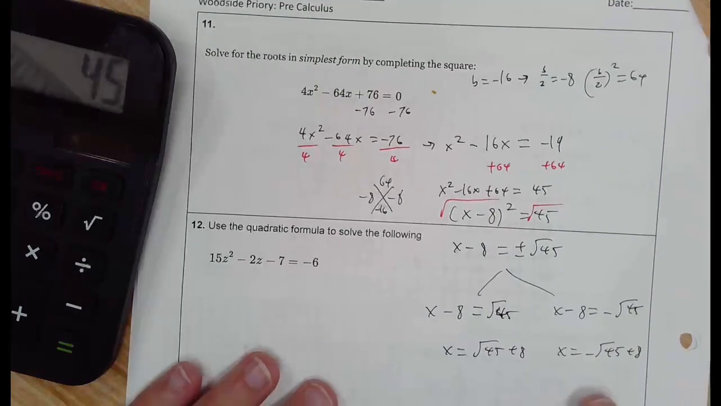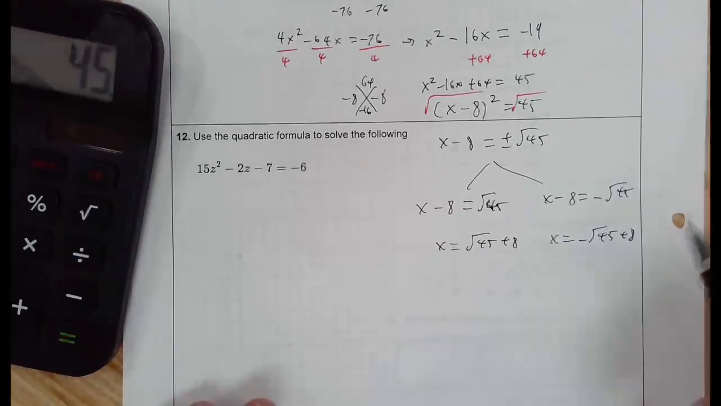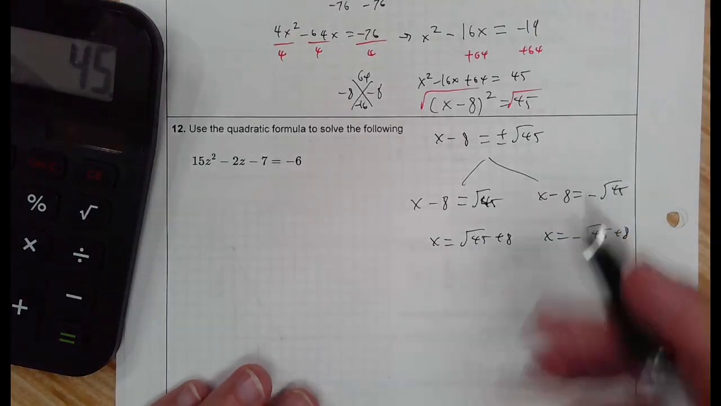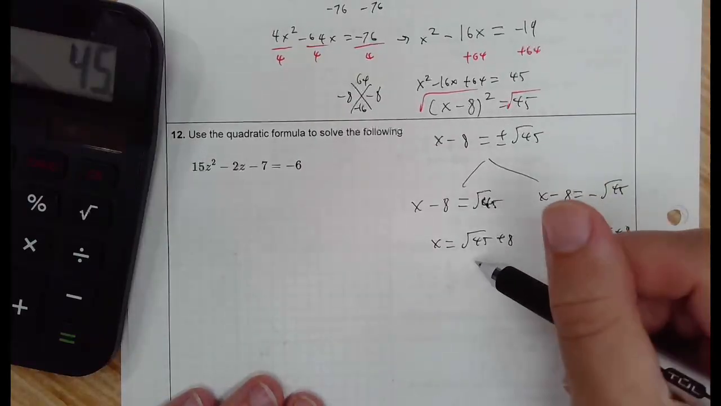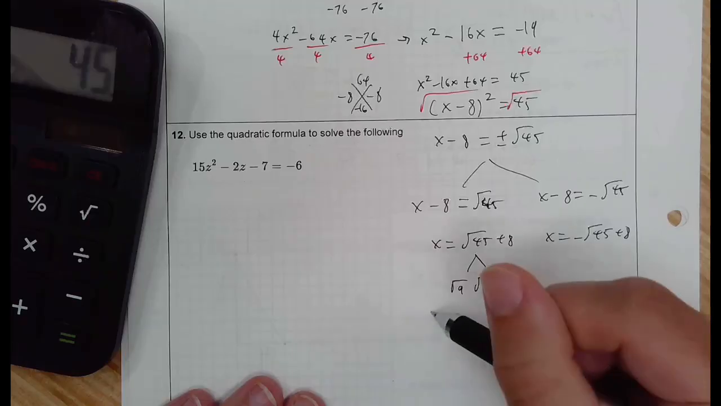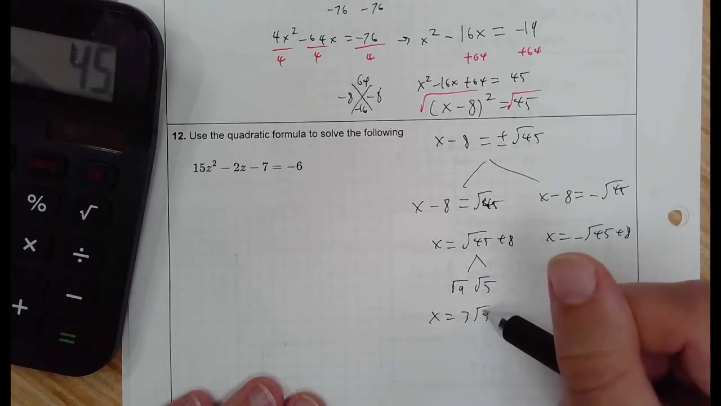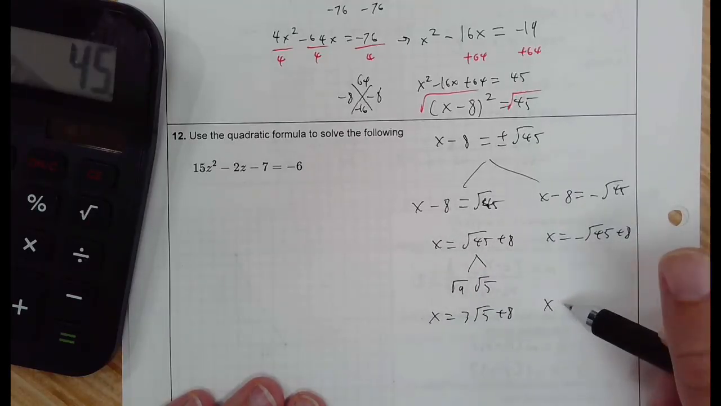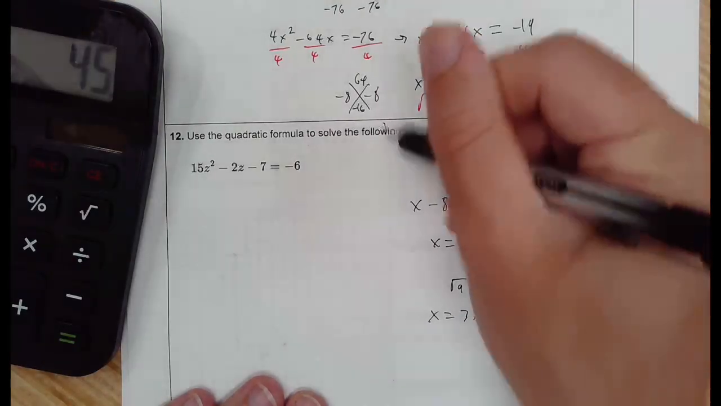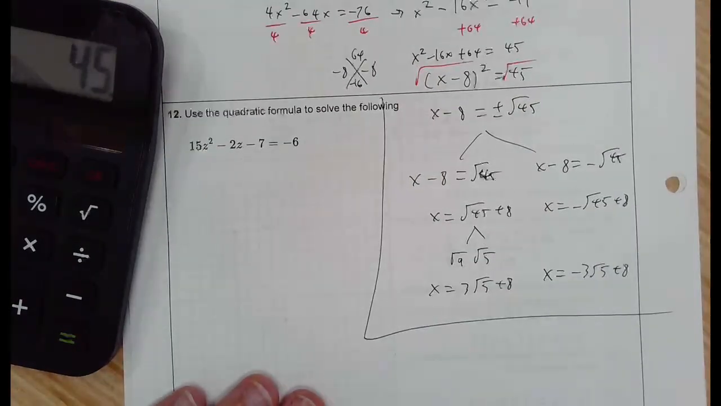We want to write this in simplest form, though. So if you remember from simplifying radicals, you want to look for the biggest perfect square that's inside 45, and that would be 9, right? This is the same as root 9 times root 5. So what we have is x equals 3 root 5 plus 8, and then the same thing here, x equals negative 3 root 5 plus 8. That's it, completing the square.